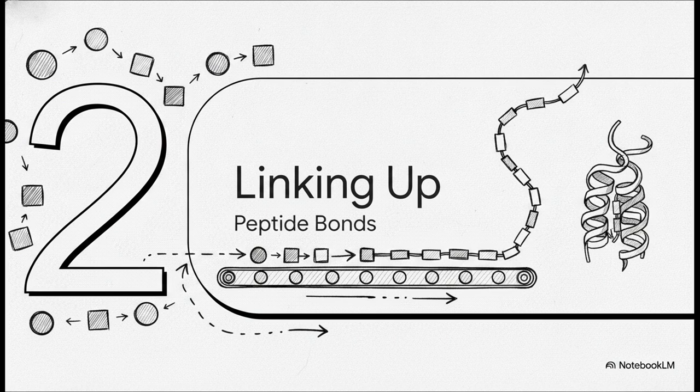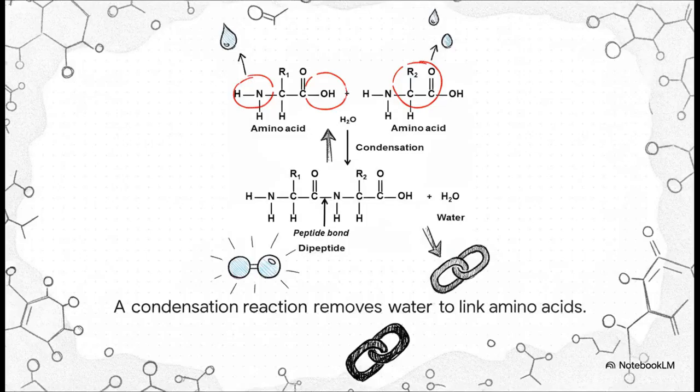Moving right along to section 2, linking up. Now that we have our raw materials, let's head down the assembly line and see how these individual monomers actually connect to start building a chain. The absolute crucial mechanism here is a process called condensation. When the carboxyl group of one amino acid and the amino group of another bump into each other, they interact by dropping an oxygen and 2 hydrogens, releasing them as a single water molecule. This exact removal of water is the catalyst that allows the 2 amino acids to chemically lock together.